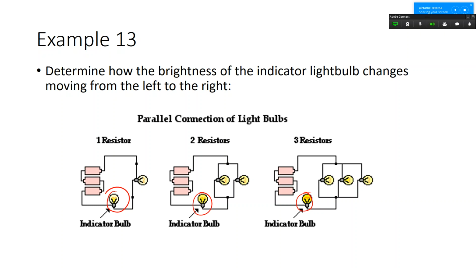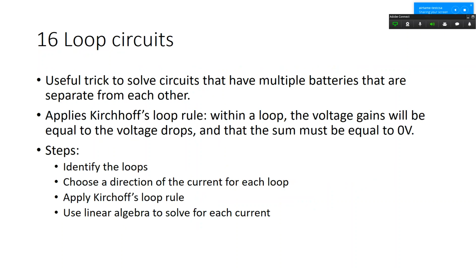So what's happening to my indicator light bulb? Increases? Yeah, absolutely. As I add more light bulbs or add more resistors in parallel, I'm decreasing my REQ. And when my REQ gets lower, my amperage gets higher. And this light bulb is in series with the battery, so it directly affects the brightness of this light bulb. So as you decrease the resistance, you're increasing the current through the light bulb, therefore increasing the brightness. So this one increases.